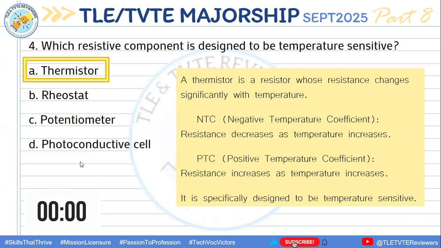For letter B, rheostat, this is incorrect because a rheostat is a variable resistor used to adjust current manually, not temperature sensitive. Letter C, potentiometer, still incorrect because a potentiometer is also a variable resistor. It is used to control voltage and is not temperature sensitive. And letter D, incorrect, photoconductive cell or photoresistor. This component changes resistance based on light, not temperature. So answer letter A, thermistor.